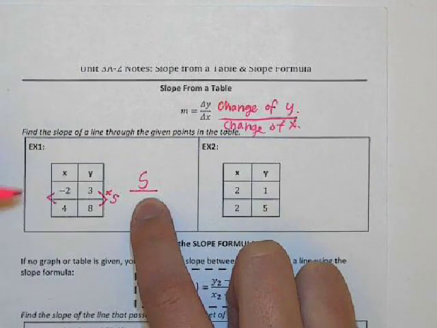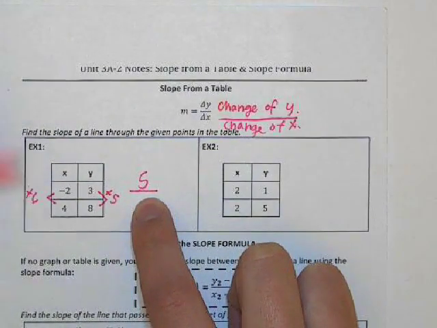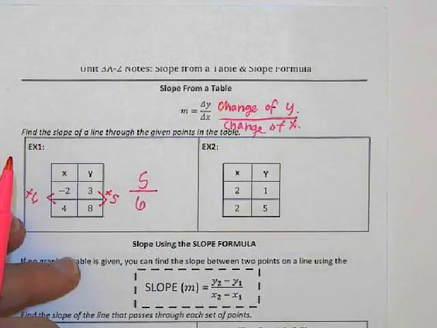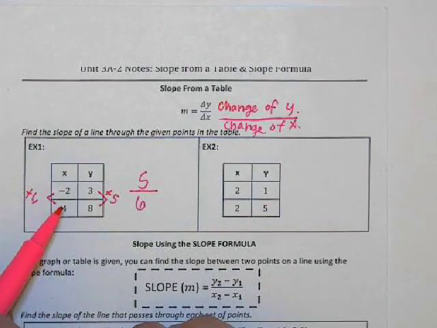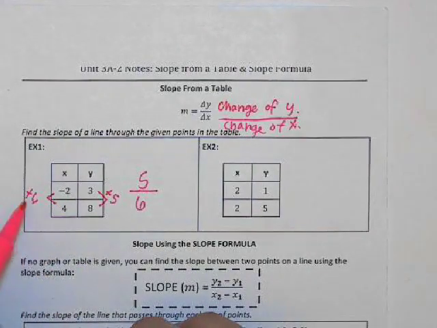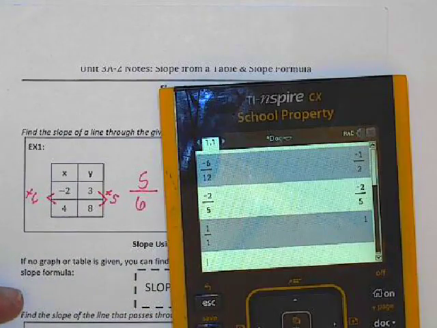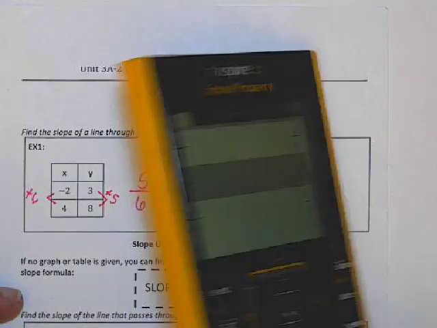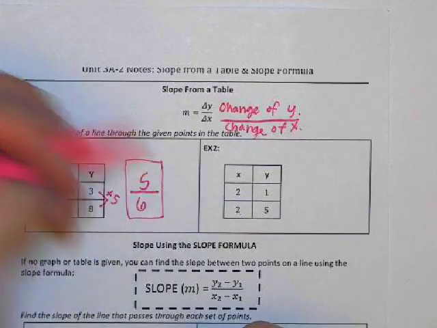How are we changing x? Positive 6. So the change of x goes on the bottom. Why is there a negative? Because it goes from a negative to a positive, so it's getting bigger, so it's moving in a positive direction. Okay? Then I say, can I reduce this? 5 divided by 6 gives me 5 over 6. I cannot reduce it. This is the slope from the table.